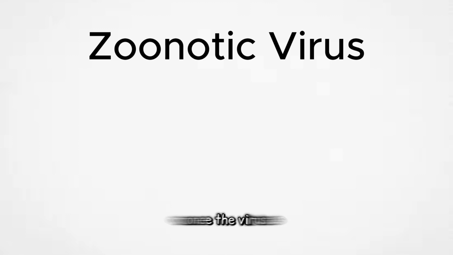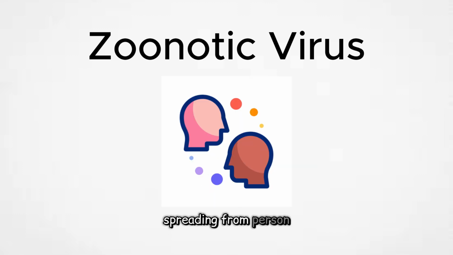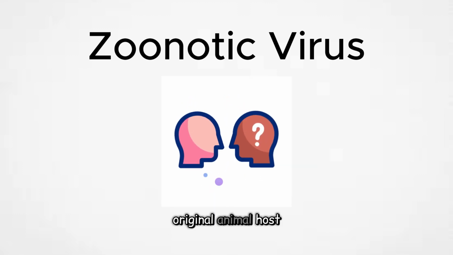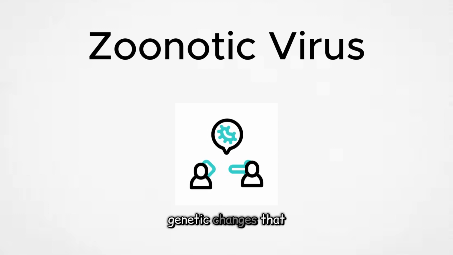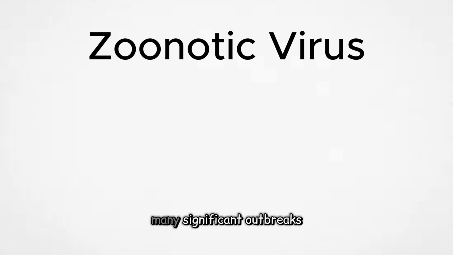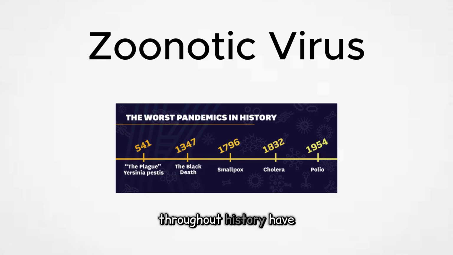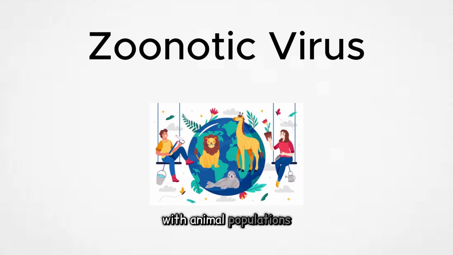Once the virus successfully adapts to human biology, it may begin spreading from person to person without needing the original animal host anymore. This transition is not immediate. It often involves small genetic changes that allow the virus to survive in a new species. Many significant outbreaks throughout history have started in this way, showing how interconnected human health is with animal populations and ecosystems.